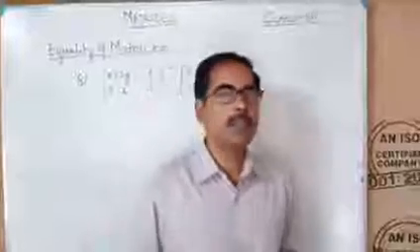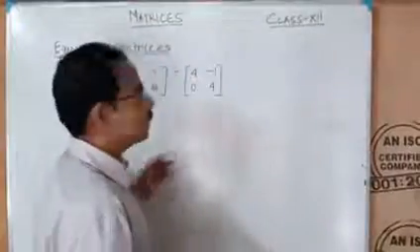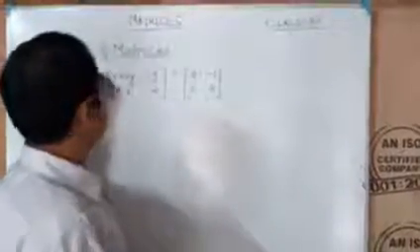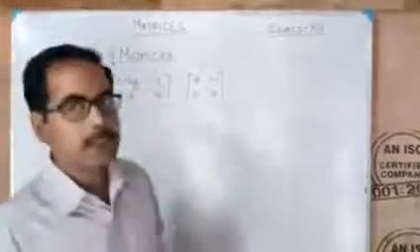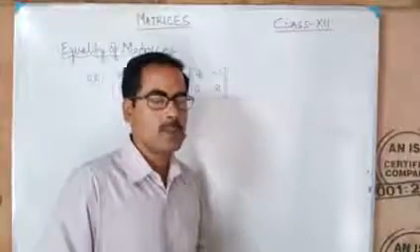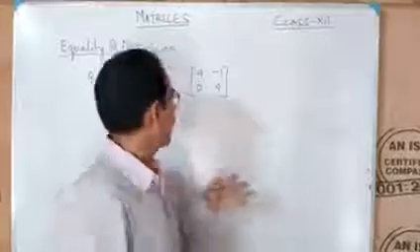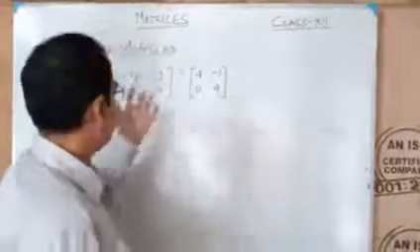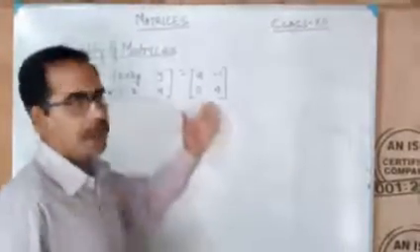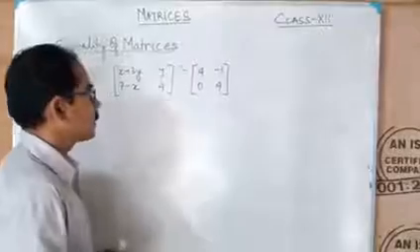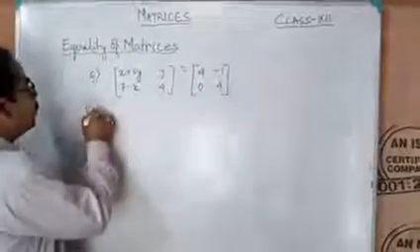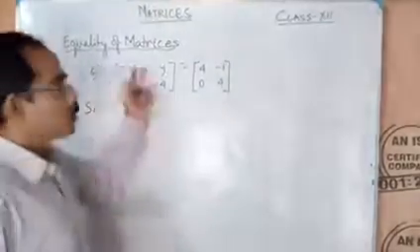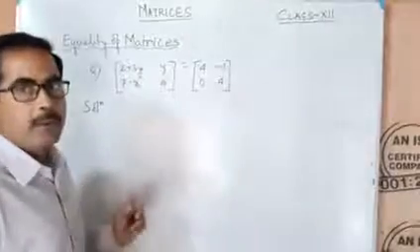Good morning students. Today we are going to start the next topic of matrices, that is the equality of matrices. Under the equality of matrices we can take 2 by 2 matrices as well as 3 by 3 matrices. Here I have taken 2 by 2 matrices, one 2 by 2 matrix on the left hand side and one 2 by 2 matrix on the right hand side. Under equality of matrices, look here, the corresponding elements will be equated.